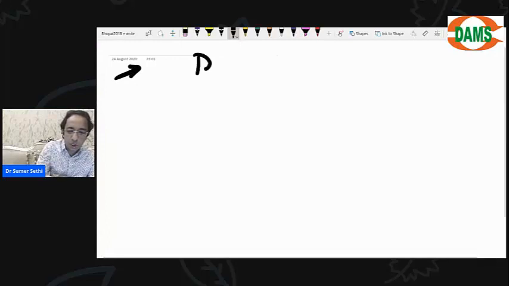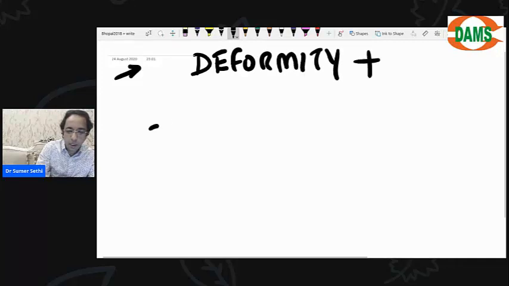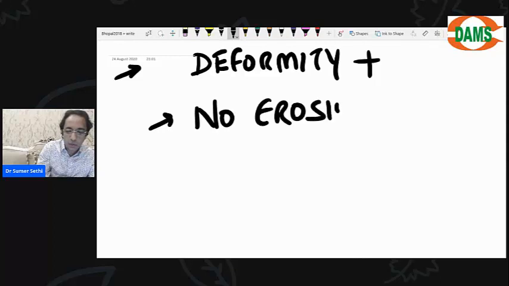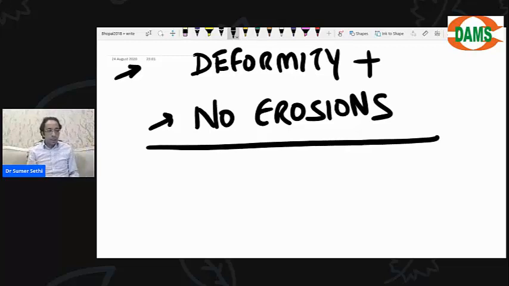Suppose you see deformity in a joint clinically, but when you do an X-ray, there are no erosions visible. What will you think? Suppose you see an X-ray of a patient where the hand is deformed like this. Okay, is this rheumatoid arthritis or not? Yes or no?